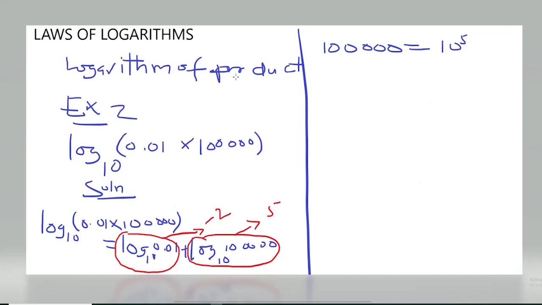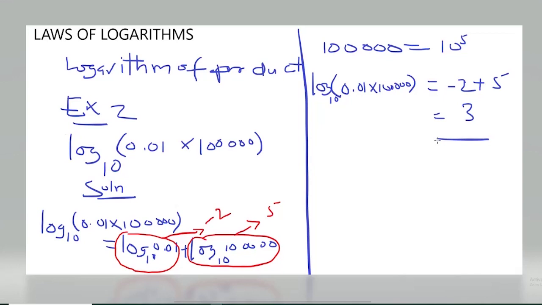Conclusively, I can say the logarithm of 0.01 times 100,000 to base 10 will be equal to negative 2 plus 5, which is equal to 3, which is the answer.